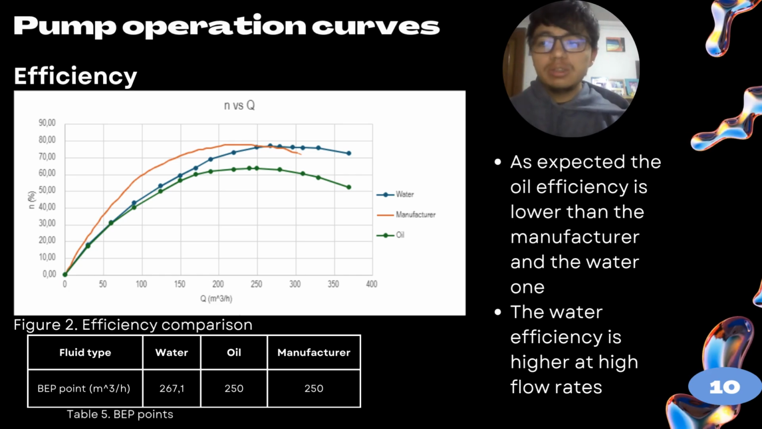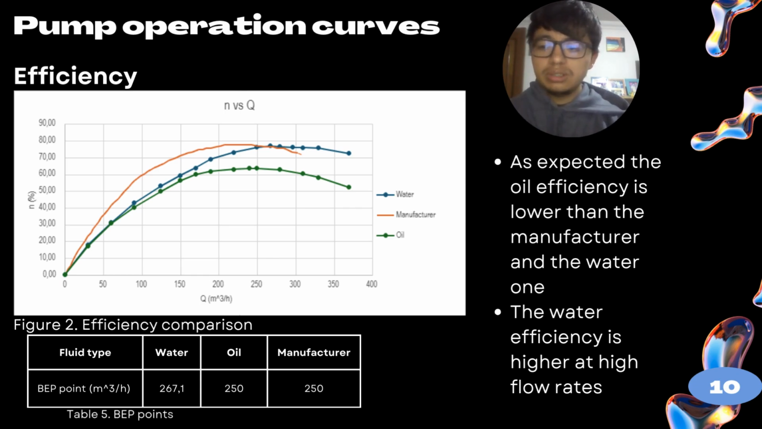Now, for the operation curves, we will analyze first the efficiency behavior. As expected, the oil efficiency is lower than the water and the manufacturer's. Also, we can see that the efficiency is the same in the manufacturer pump and in water at approximately 270 cubic meters per hour. This is an inflection point. As you can see in the graph, the water efficiency is the highest after this point. Also, we can observe in the table below that the best efficiency point in oil operation is the same as the manufacturer's.